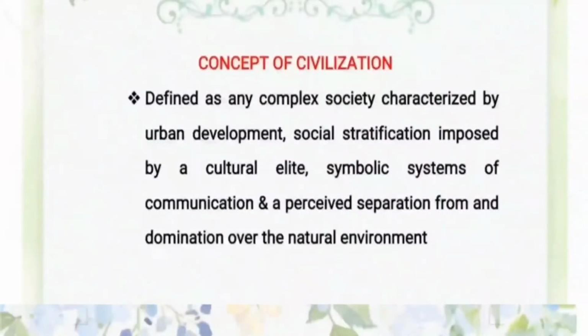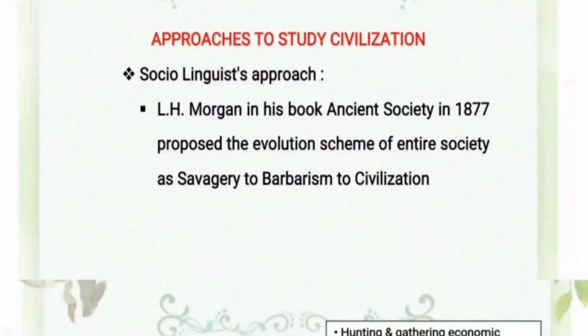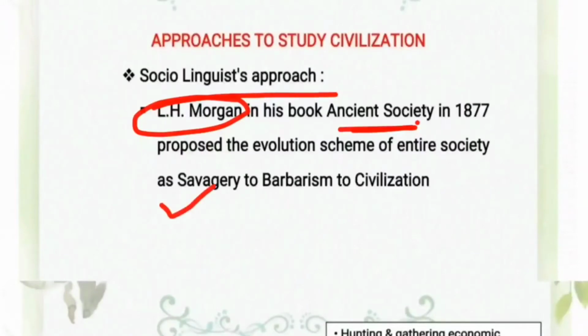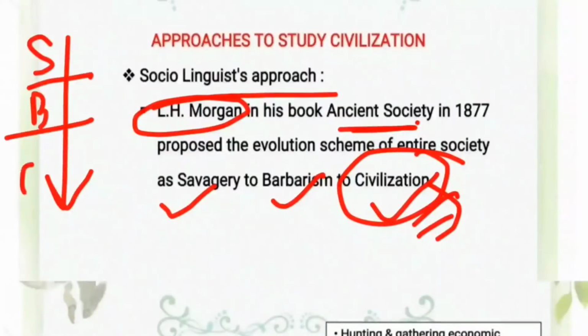Moving forward, we have different approaches to study civilizations. The first approach is the sociolinguistic approach. This approach is simply defined by L.H. Morgan in his book Ancient Society, and he described the evolution of the entire society. The evolution starts from savagery to barbarism and then to civilization. He simply explained the evolution from savagery to barbarism and then to civilization presently.